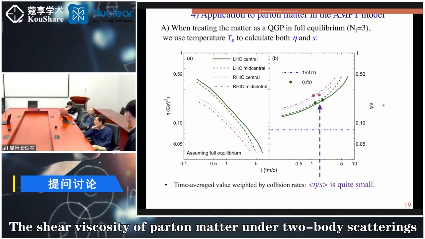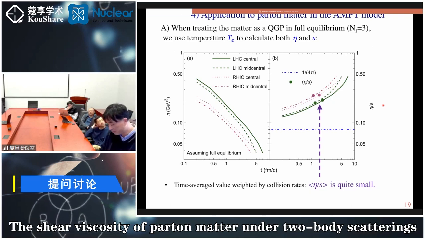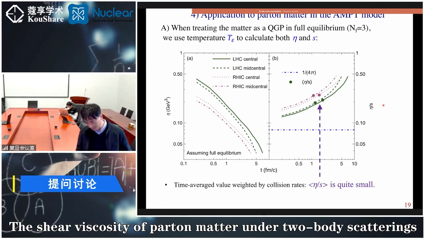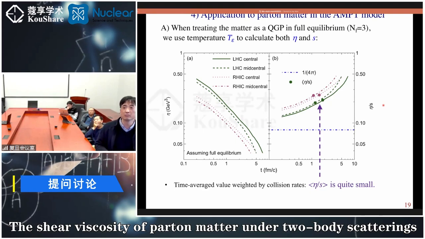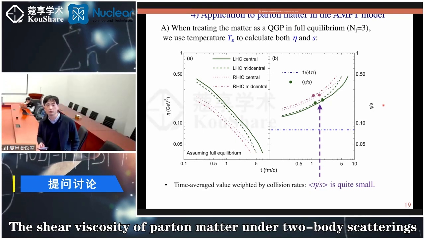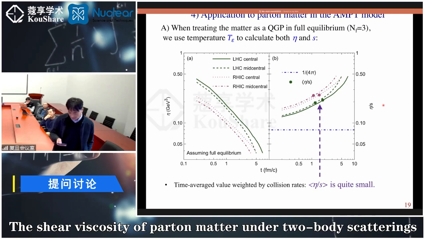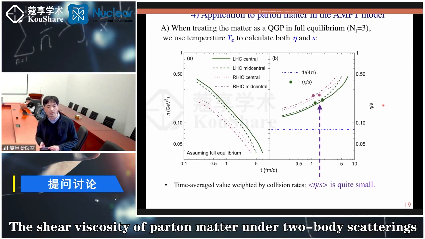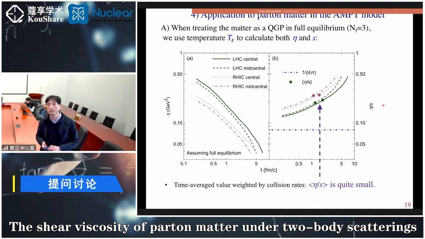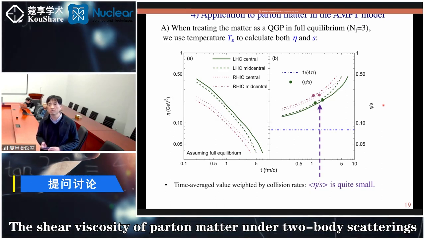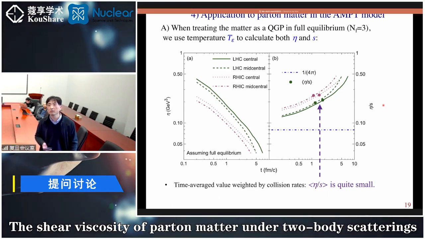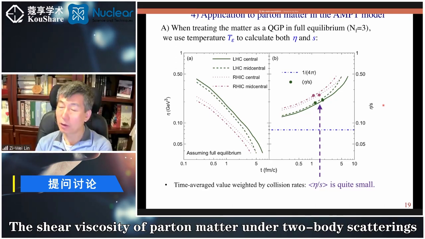Can I ask a question? Thank you for your excellent talk. It has deepened our understanding of shear viscosity from the transport model perspective. My question is, does the shear viscosity depend on the baryon chemical potential? Do we need to consider the mu_B dependence of the shear viscosity? Yeah, implicitly, right?